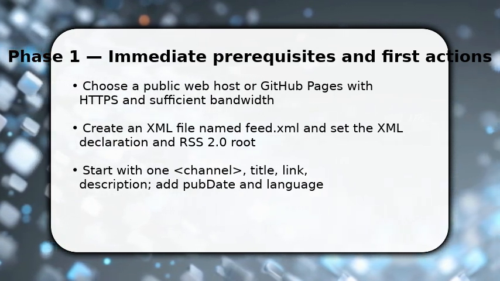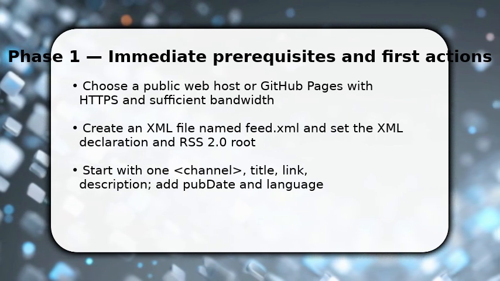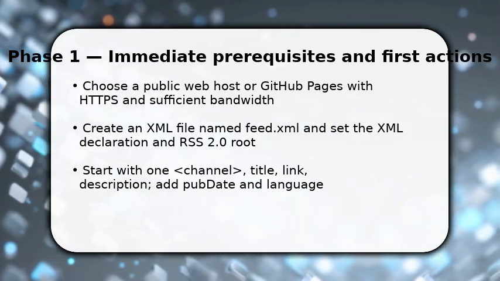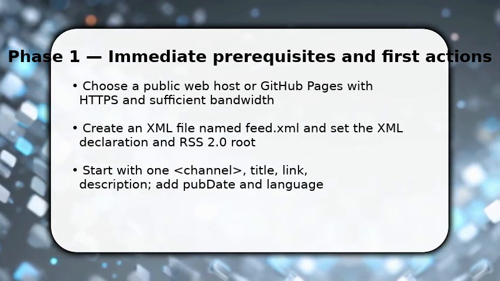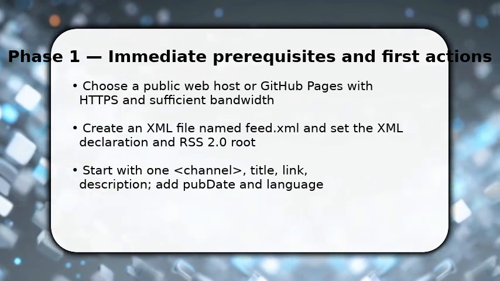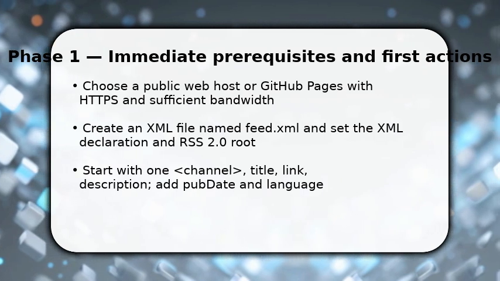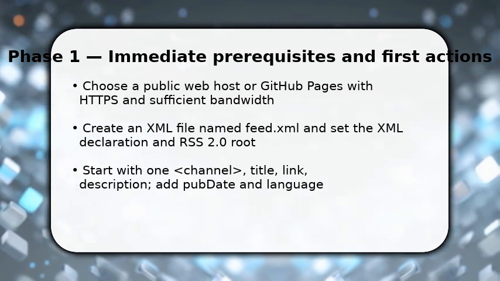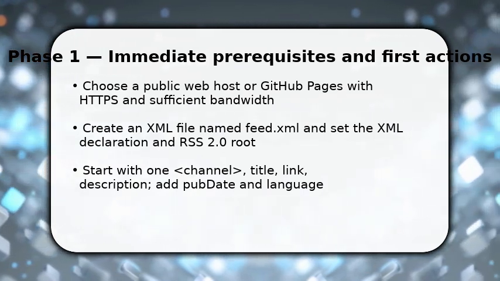Add a single channel and required fields: title, link, description. Include pubDate and language for clients. Once done, save and upload feed.xml to the host. Make sure to set the correct MIME type, text/xml or application/rss+xml, so readers recognize it.